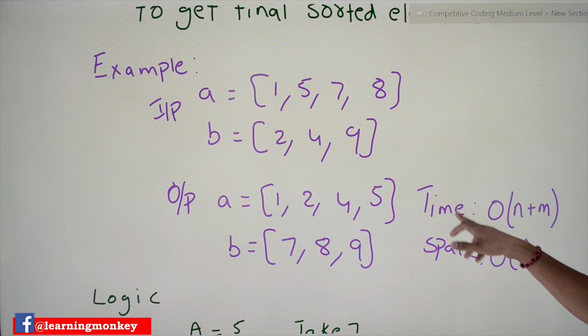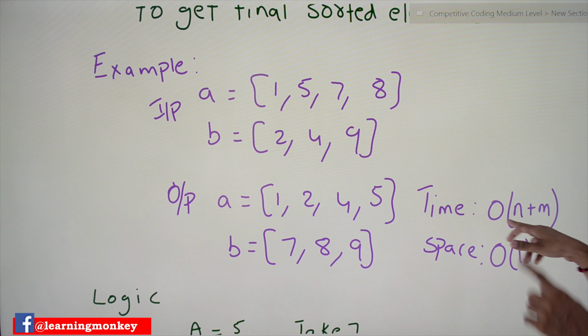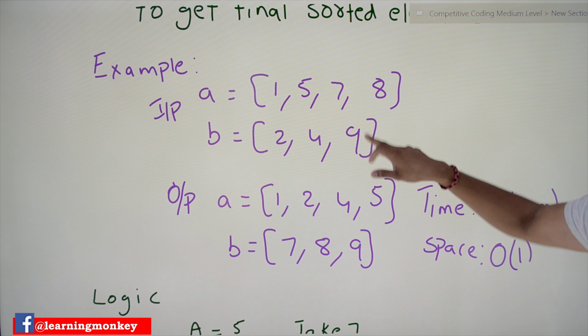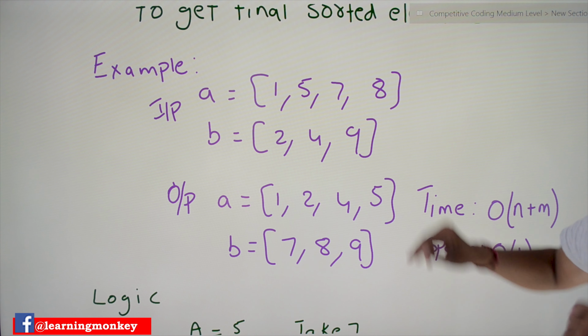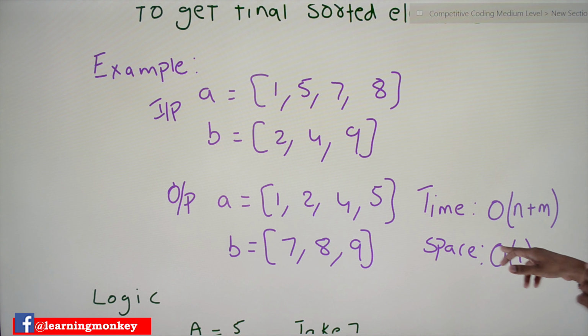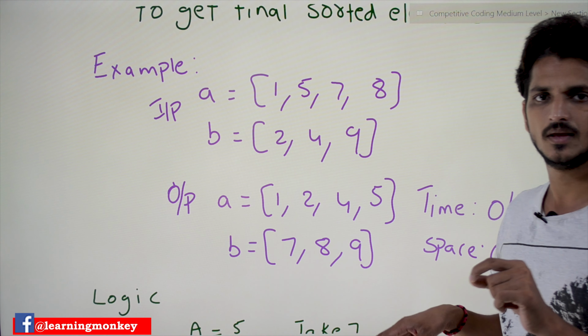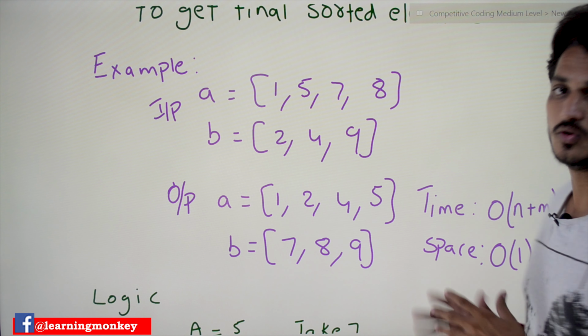But the given condition is that time complexity should be order of n plus m. N elements are there, m elements are there, n plus m. That is the time complexity. And space complexity is order of 1. Means you should not use extra space. Based on that, you have to write the logic.